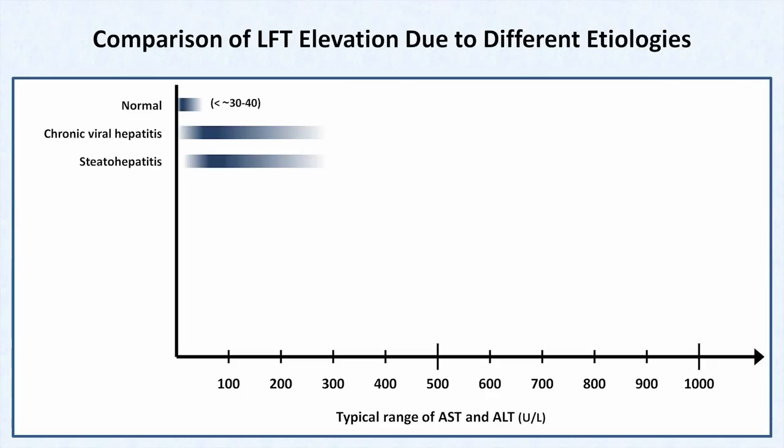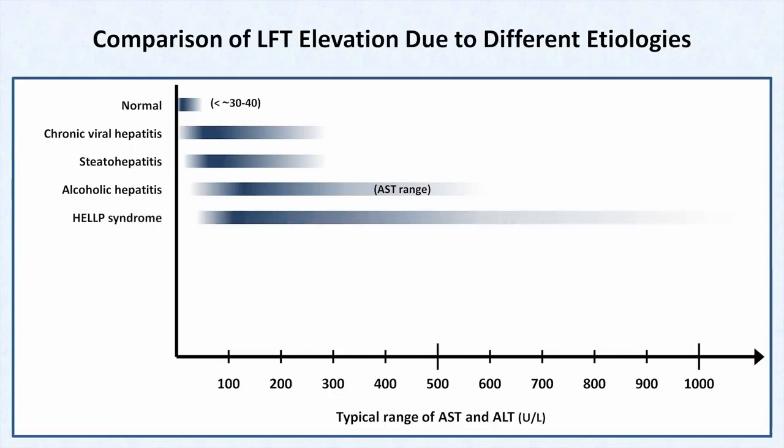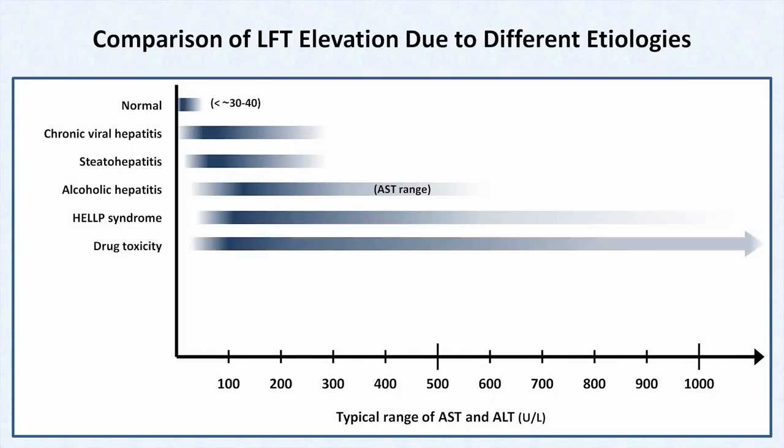In chronic hepatitis B or C infection, or with steatohepatitis, the transaminases can be near normal or even normal, and are usually not above about 200 to 300 units per liter. In alcoholic hepatitis, the AST typically ranges from about 100 to 500, with ALT about 1/2 of that. In HELLP syndrome, which is a life-threatening complication of pregnancy, the transaminases are usually above 70 and can range into the high hundreds. Increases from drug toxicity, depending upon the exact situation, can be anything from barely noticeable to an AST and ALT in the thousands.